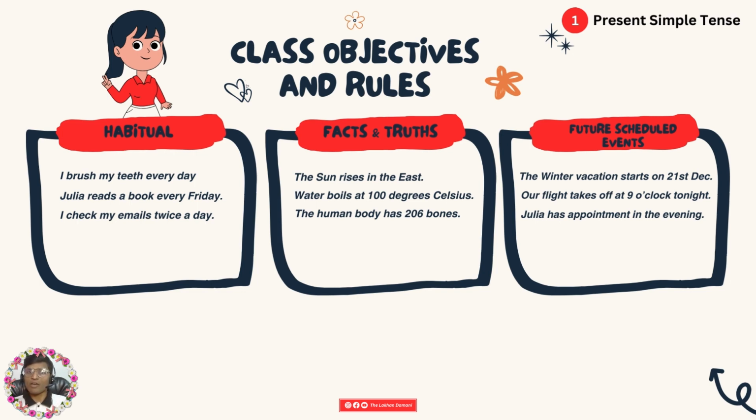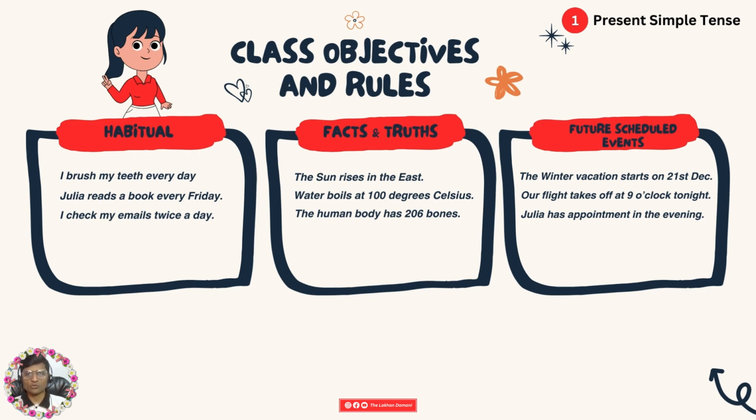Julia reads a book every Friday. It means this is her habit. She reads a book not every day, but habitually once a week. I check my email twice a day. So I'm going to open my mobile. I'm just taking my mobile and trying to check 2 times a week. This is something I have a habit of, right? 2 times a day, sorry. I hope you're clear. As soon as you understand, pause the video and try to practice with the first part.